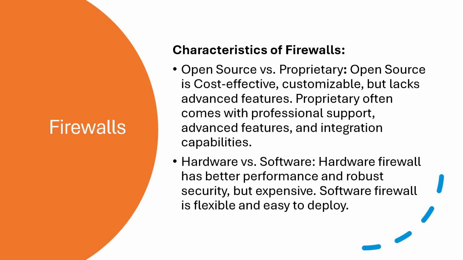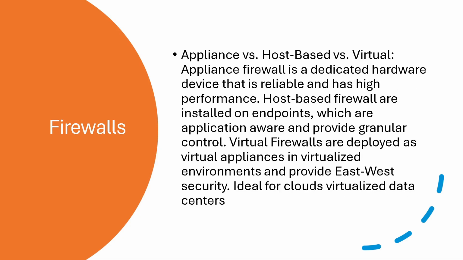Hardware firewalls versus software firewalls. Hardware firewalls have better performance and robust security but are expensive. Software firewalls, on the other hand, are flexible and easy to deploy. Application firewall, host based firewall, and a virtual firewall. An application firewall is a dedicated hardware device that is reliable and has high performance.